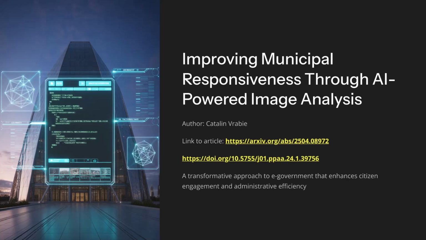Today, we're taking a deep dive into a really interesting article called Improving Municipal Responsiveness Through AI-Powered Image Analysis in E-Government. It's authored by Catalin Vrabie. He's at the National University of Political Studies and Public Administration in Bucharest, Romania. That's right. And just so you know, you can find a link to the full article down in the description below. So let's set the scene a bit.